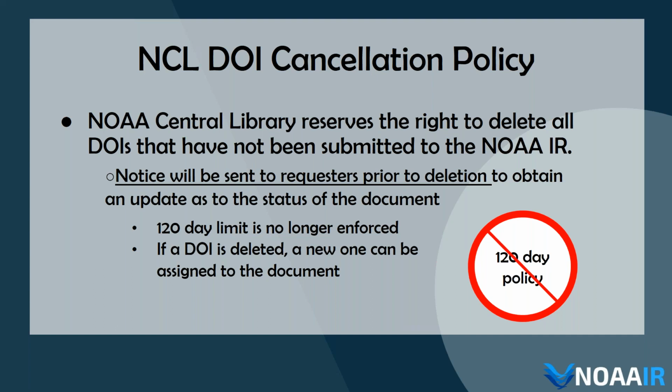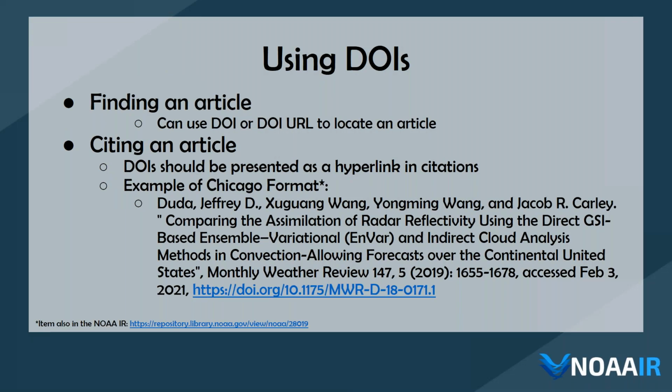Thank you. So the last thing we have to talk about is using a DOI, how they're used, the best way to use them, some best practices. So typically a DOI is used for finding a particular article. You can use the DOI or the DOI URL to locate an article. Within the library, that's how we find most things. We utilize DOIs to locate things, either within a journal page, a database, via Google, whatever it may be.